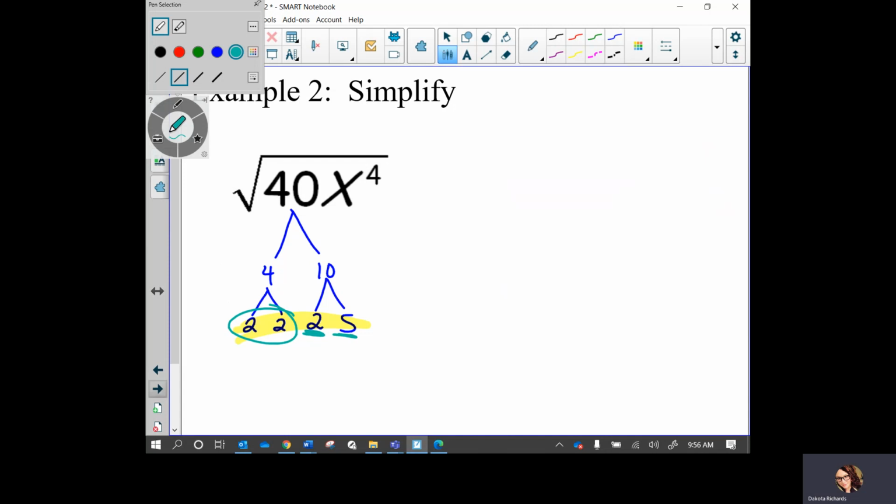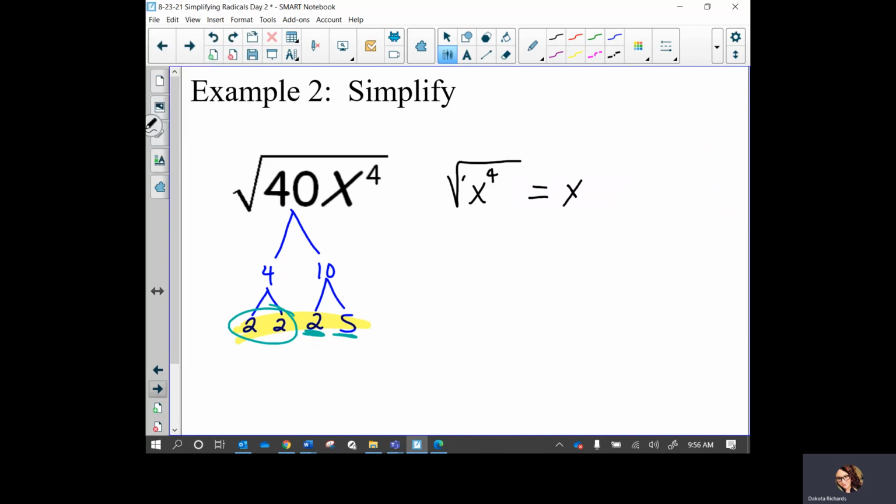All right, so this x to the 4th, I'm going to go to this side here. Square root x to the 4th, well, it's an even number that exponent is, so just divide it by 2. Square root of x to the 4th is simply x squared. And then you have an empty house here, basically. There's nothing left on the inside. Put it all together.